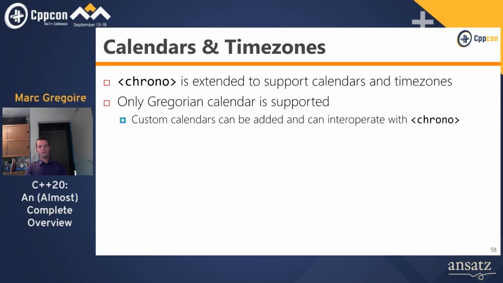The Chrono library has been extended with quite a lot of features. First, calendar support has been added. At the moment, only the Gregorian calendar is supported, but you can add your own custom calendars. And when you do that, they will interoperate with anything else that is in Chrono.